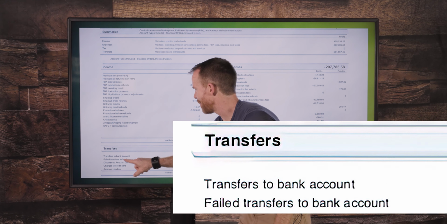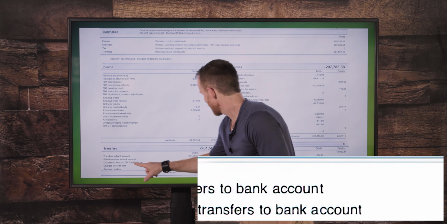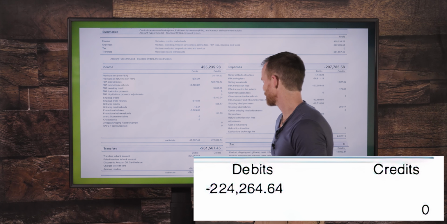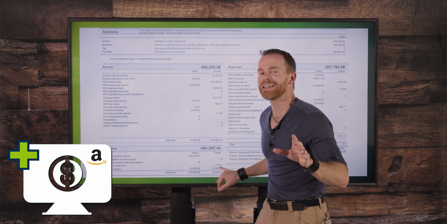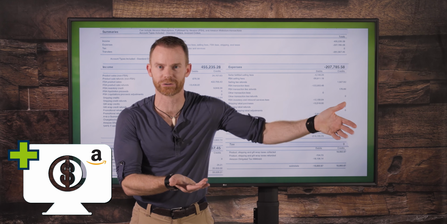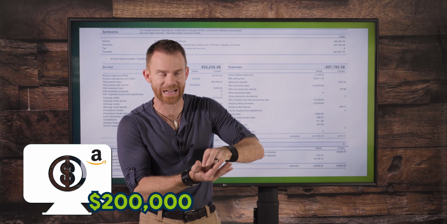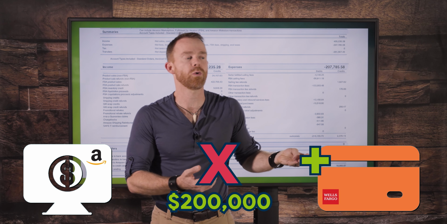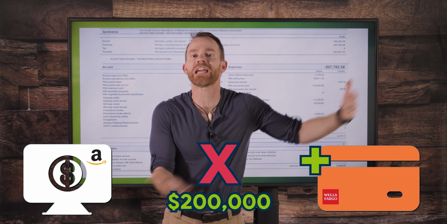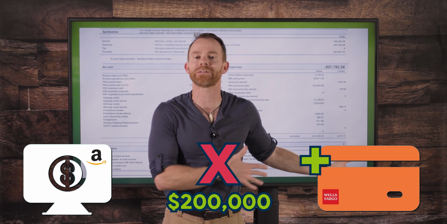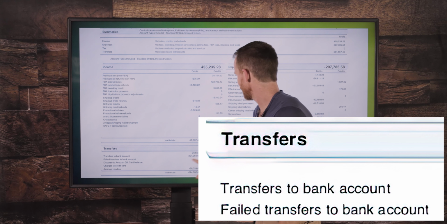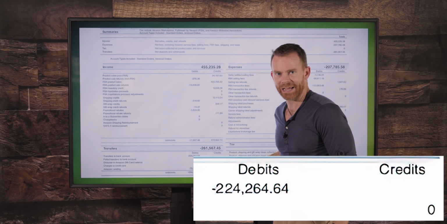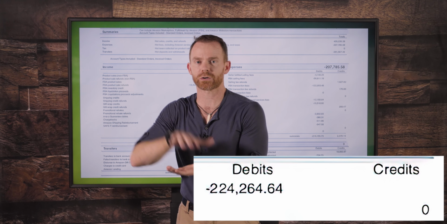Failed transfers to bank account. That's the next line item. And notice, I love this one, it's a credit. I know it's weird. What it means is if Amazon's system with their automatic transfer tries to transfer the $200,000 to your bank account and it doesn't work, maybe your account number changed, maybe you changed banks, something happened and you never updated the system. Well, Amazon has to account for that, so they write it as a credit. In other words, the money didn't come out, so it's a credit on your account.